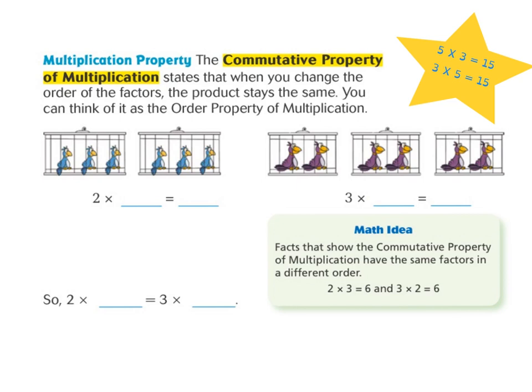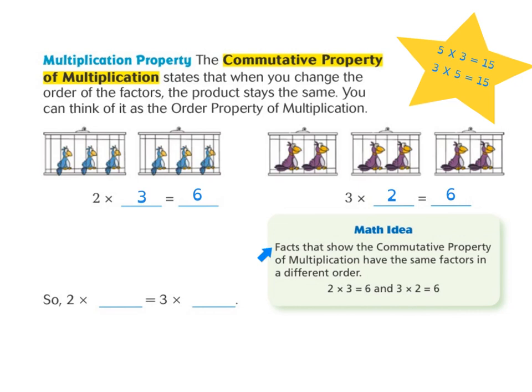Let's take a look at another example of the commutative property of multiplication. Here you have 2 bird cages with 3 birds in each cage. There are 6 birds altogether. So 2 groups of 3 equals 6. On this side you have 3 bird cages with 2 birds in each cage. That's still a total of 6 birds altogether. So 3 groups of 2 also equals 6.